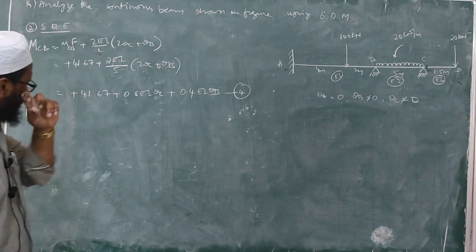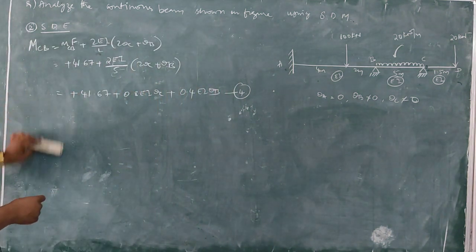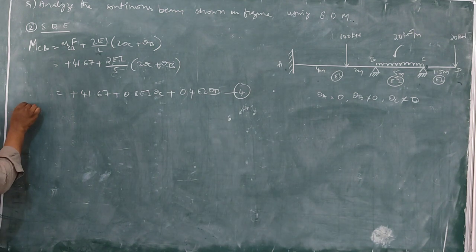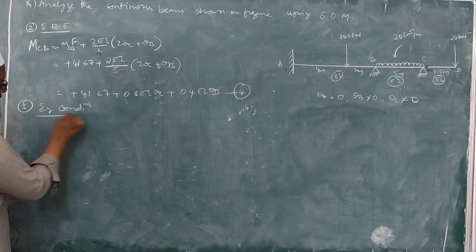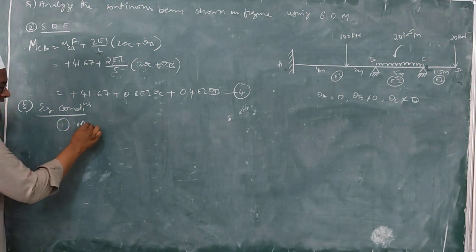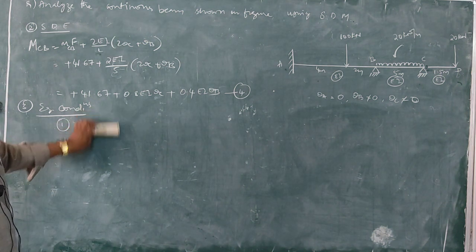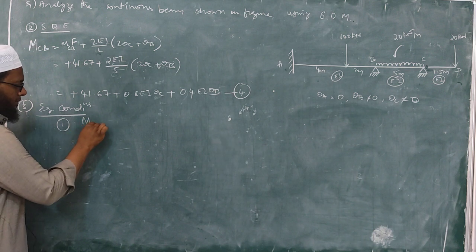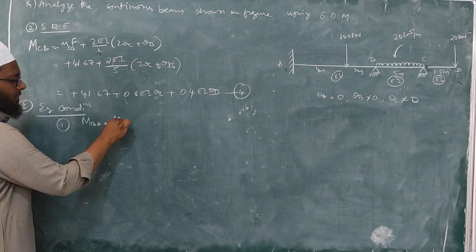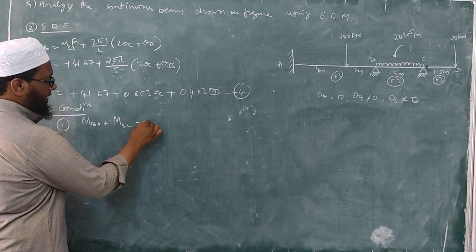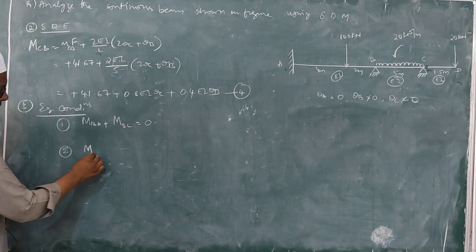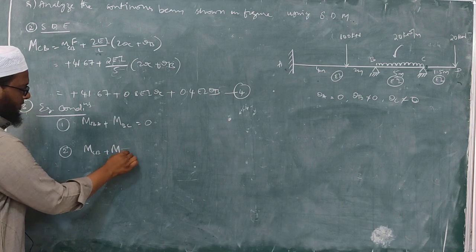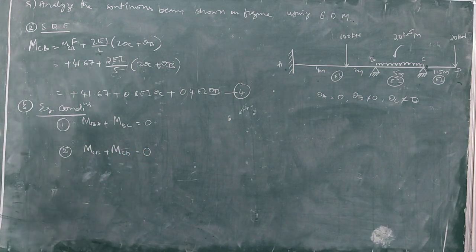Okay. Now we can apply equilibrium equations. So the third step is equilibrium conditions. So what are the equilibrium conditions we have? The very first one is capital MBA plus MBC is equal to 0. Another one is capital MCB plus capital MCD is equal to 0. These are the 2 equilibrium conditions we have in our problem.